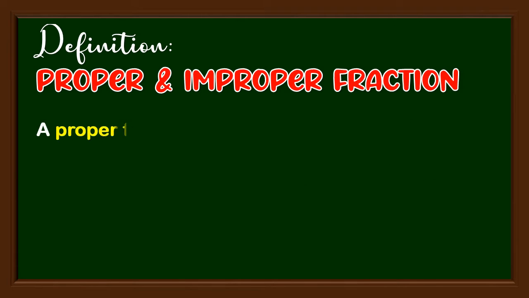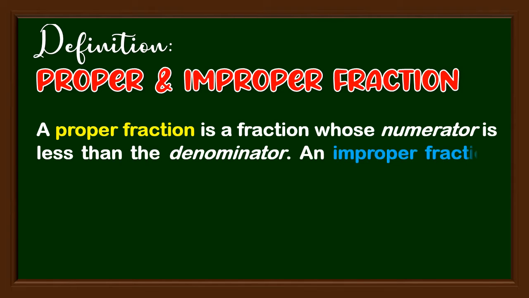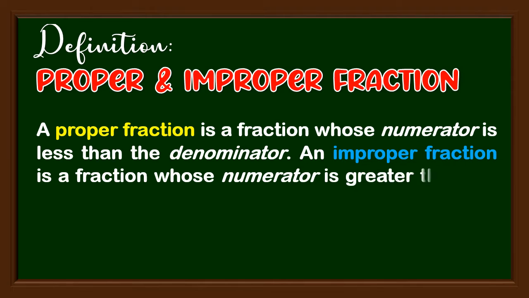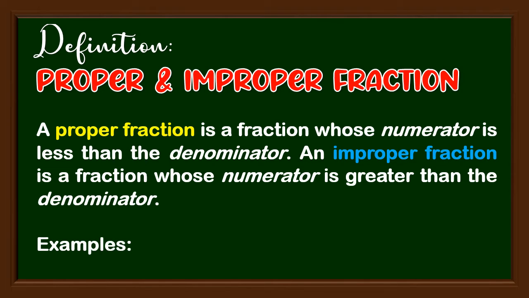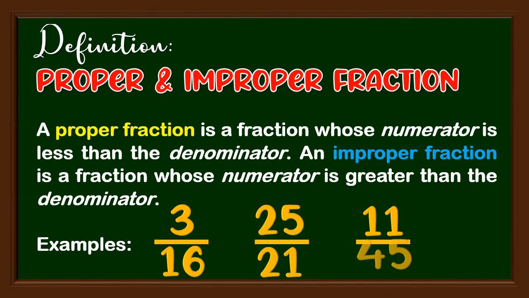And now let us distinguish between proper and improper fractions. A proper fraction is a fraction whose numerator is less than the denominator. An improper fraction is a fraction whose numerator is greater than the denominator. Which of the given examples are proper fractions, and which are improper fractions?